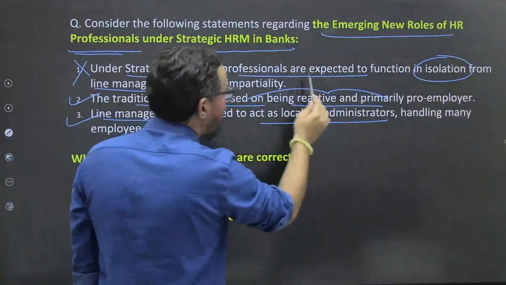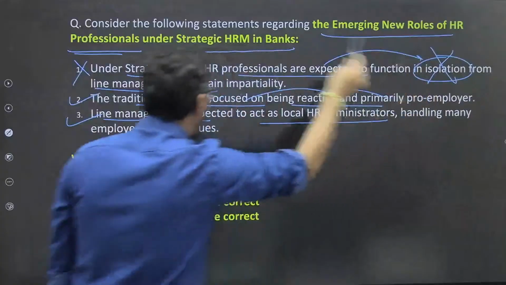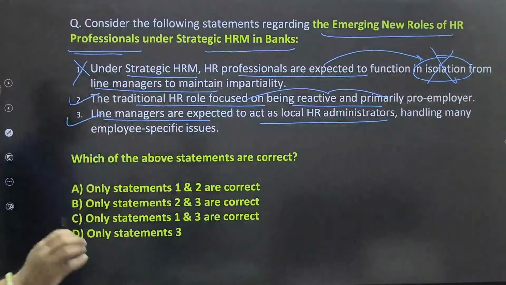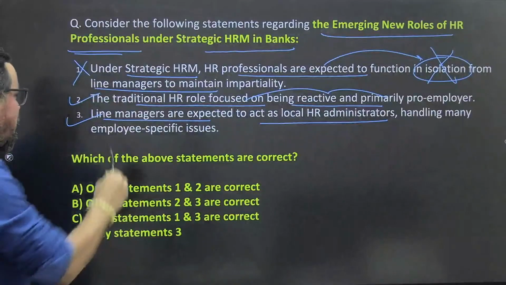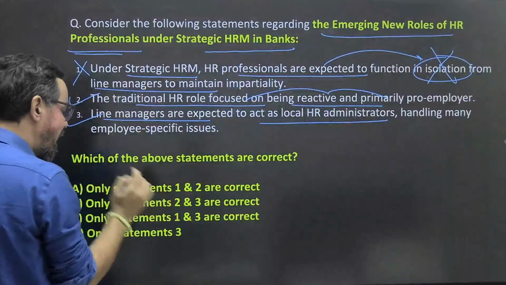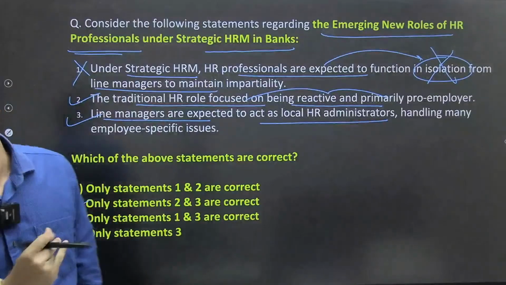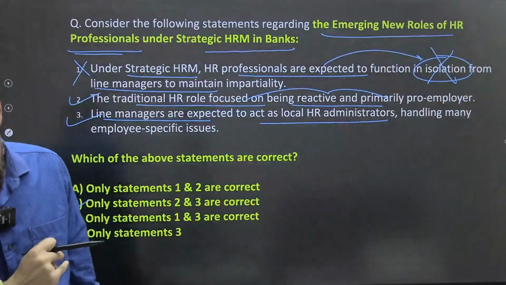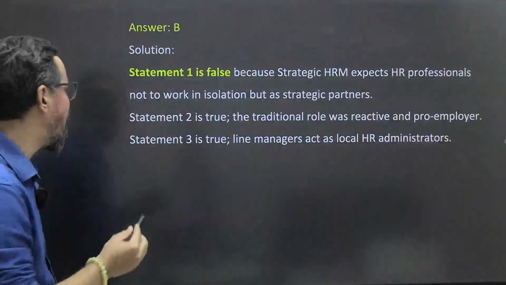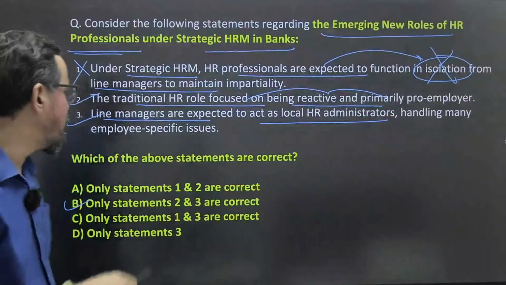HR professionals are expected to function in isolation. No, they cannot work in isolation. We need proper synergy and coordination with the line managers. Statements 2 and 3 are correct. That means B should be the right answer for this question. Why A? People are answering differently for this one. Only statement 1 is false, because statement 2 is also correct.